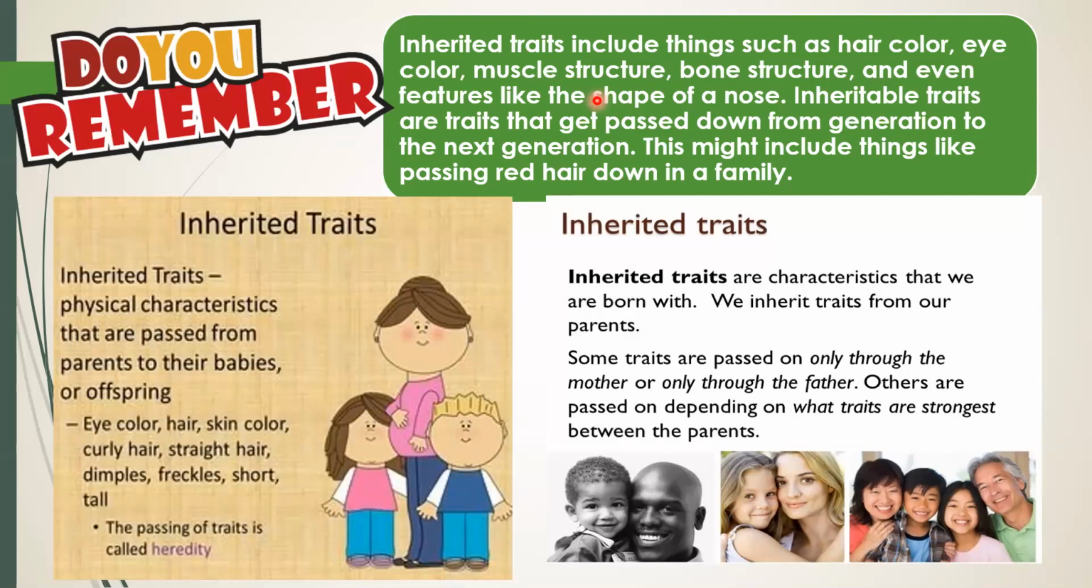Many other traits also belong to inherited traits, like dimples, like freckles, the shape of your chin, and your body physique. All of them belong to your inherited traits.